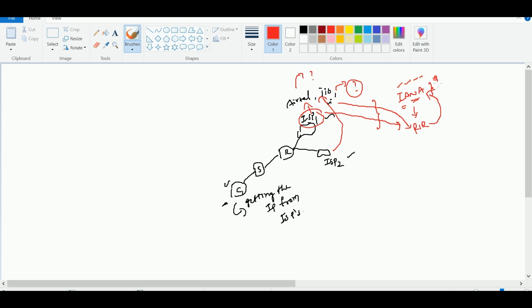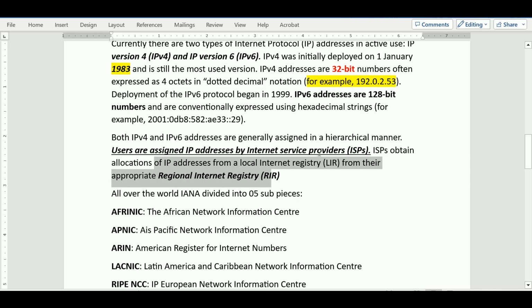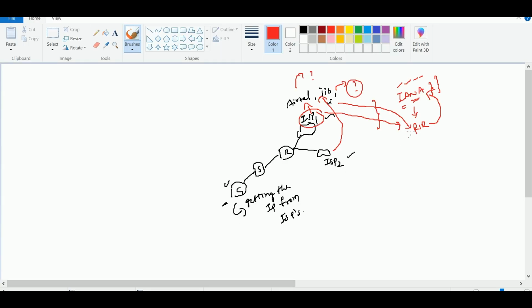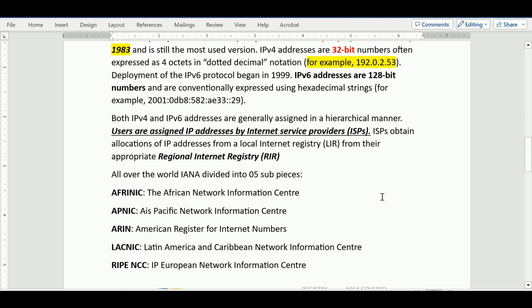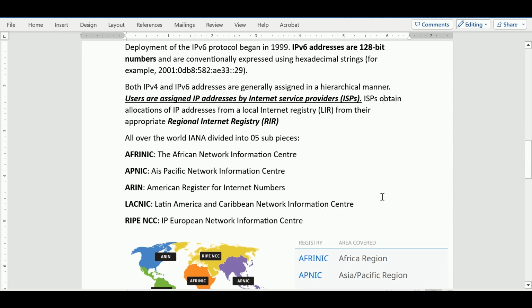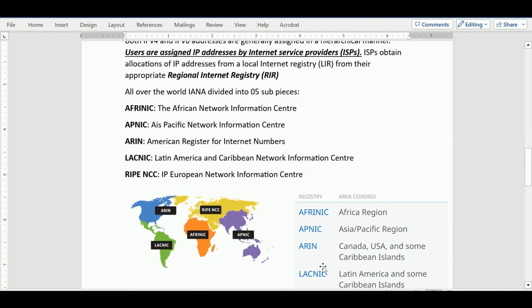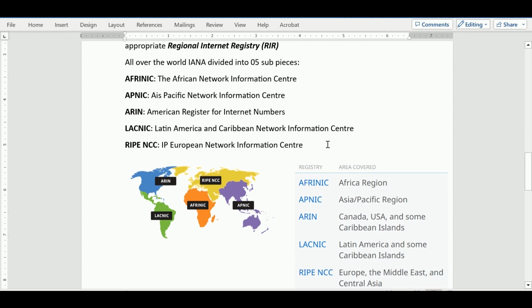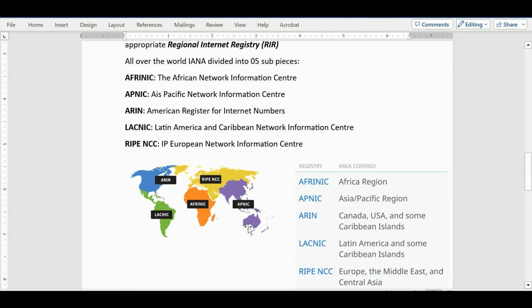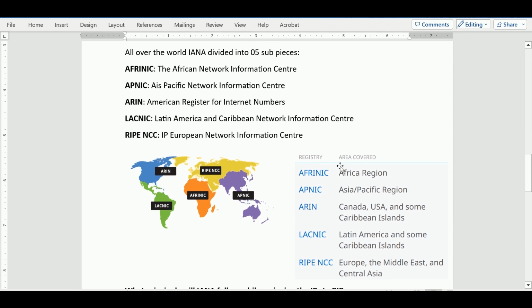So IANA is the base architecture where they are mathematically producing the IPs and assigning them to each and everybody. There are some rules for how IANA gives the IPs to the RIRs. I'll explain shortly. But before that, to make our work easier, IANA has divided the complete world into 5 sub pieces. If you see, this is the complete world, where you can see the Africa region.